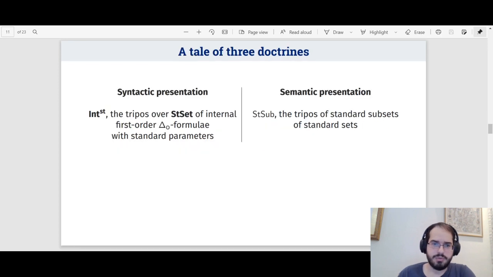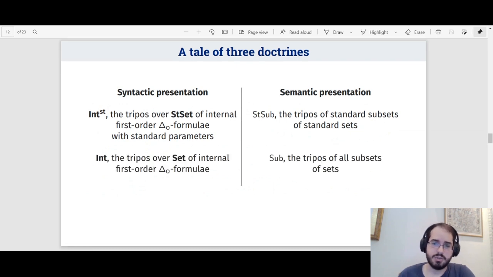Very well, so the point of view is that we have a few hyperdoctrines whenever we get a model of internal set theory. And they come up in a syntactic presentation and a semantic presentation. So we have a tripos over the topos of standard sets consisting of the internal first order delta naught formulae with standard parameters, and semantically that is just a tripos of standard subsets of standard sets.